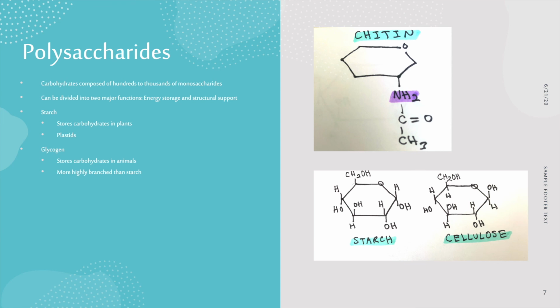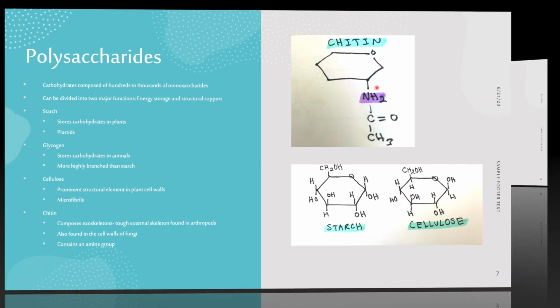There are two major structural polysaccharides. Cellulose is the prominent structural element in plant cell walls. Cellulose is held together in bundles of microfibrils. Cellulose molecules form hydrogen bonds with each other. Next, we have chitin. Chitin composes exoskeletons, which are tough external skeletons found in arthropods. Chitin is also found in the cell walls of fungi. Chitin contains an amine group.